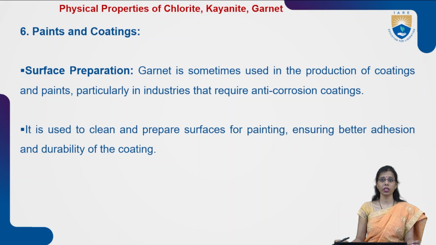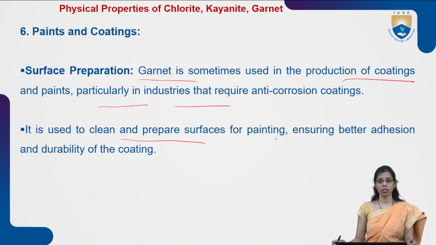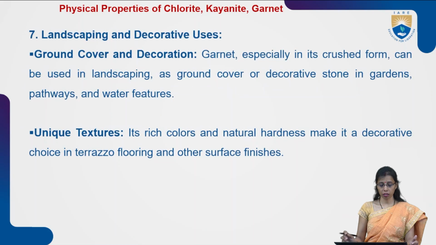As paint and coatings, garnet is also used in paint and coatings, like surface preparation. It is sometimes used in the production of coatings and paints, particularly in industries that require anti-corrosion coatings. It is also used to clean and prepare surfaces for painting, ensuring better adhesion and durability of the coatings.